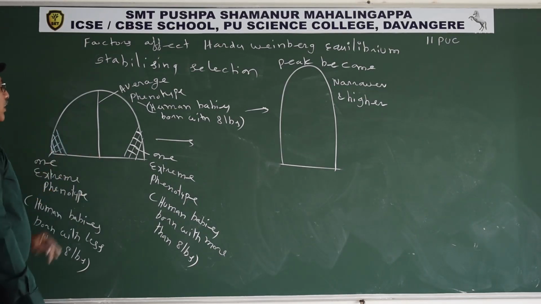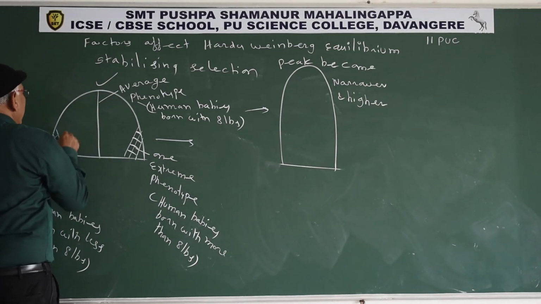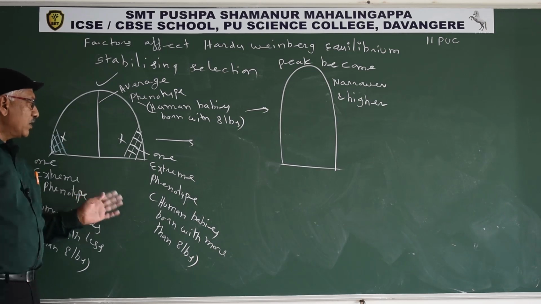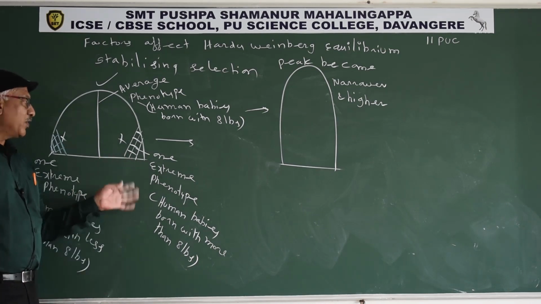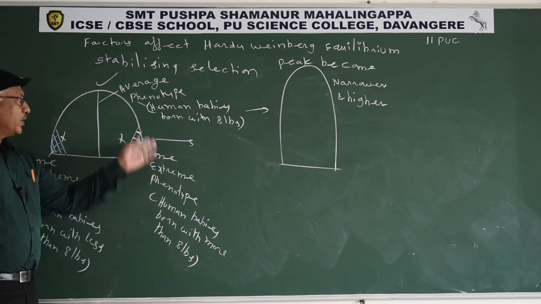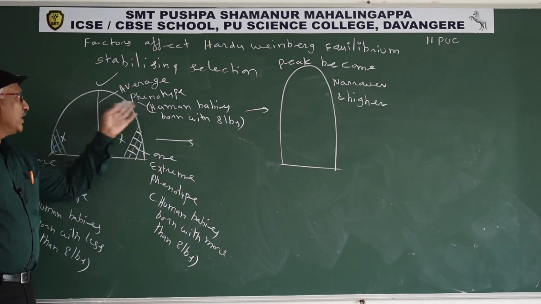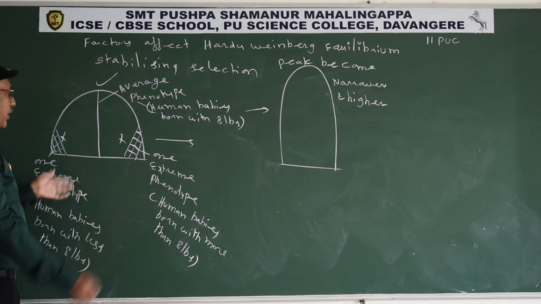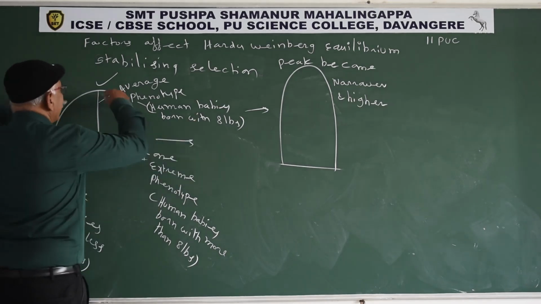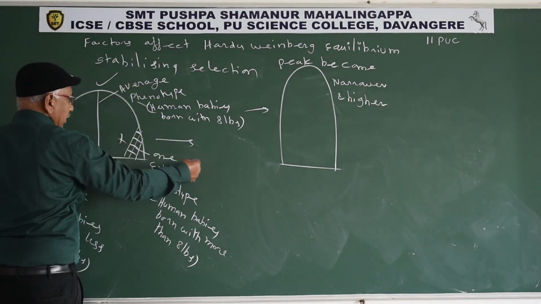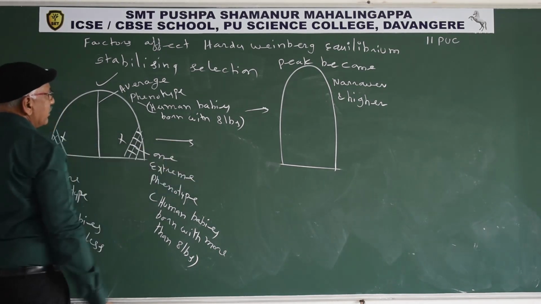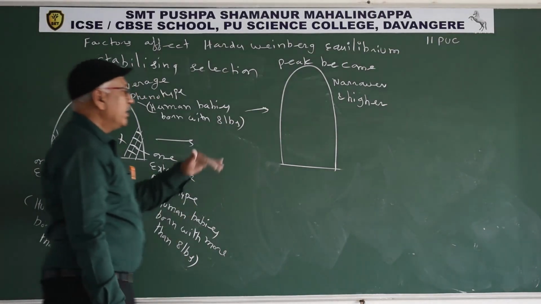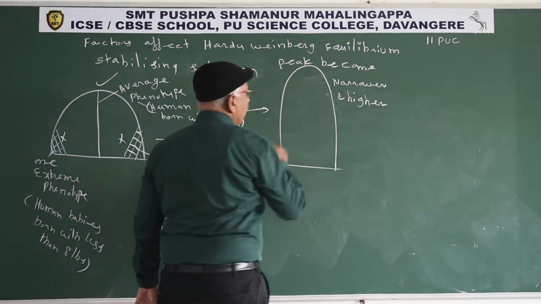At the time, stabilizing selection selects the average phenotypes and eliminates the extreme phenotypes. Extreme phenotypes means they are struggling for their survival in that habitat. So the existing environment is homogeneous, suitable to the average phenotype, and extreme phenotypes are struggling. So stabilizing selection selects the average phenotype and eliminates the extreme phenotype from both ends. As a result, the peak becomes narrow and higher. Means finally in that population only the average phenotype is present.